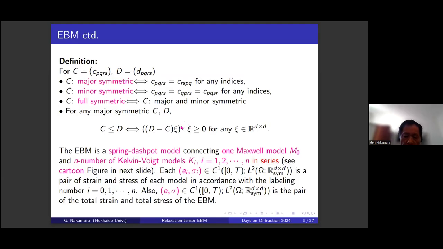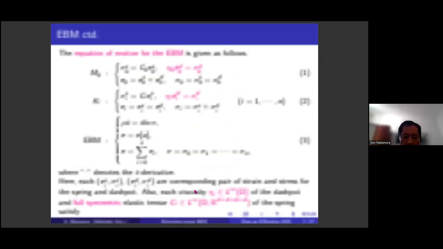For the coming argument, I will assume for each E_i and sigma_i to belong in this function space, where R^{d×d}_sym is the set of all symmetric real matrices. Okay. So by assuming this, then consequently, also the E and sigma, the total strain and the total stress of the EBM, will also have to be in the same function space.